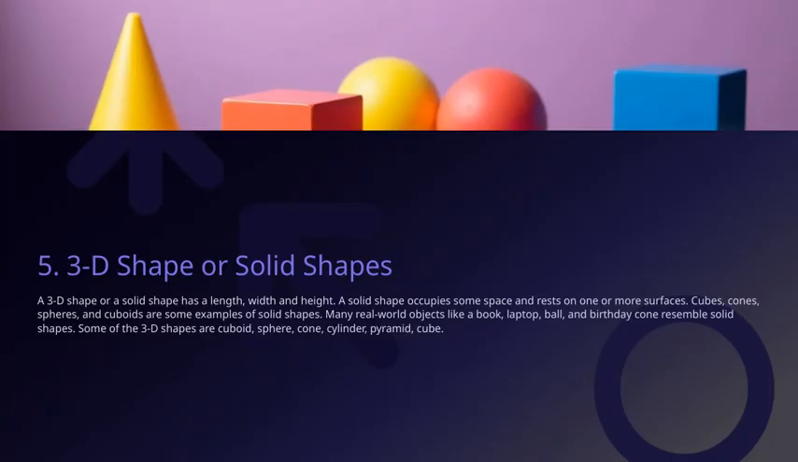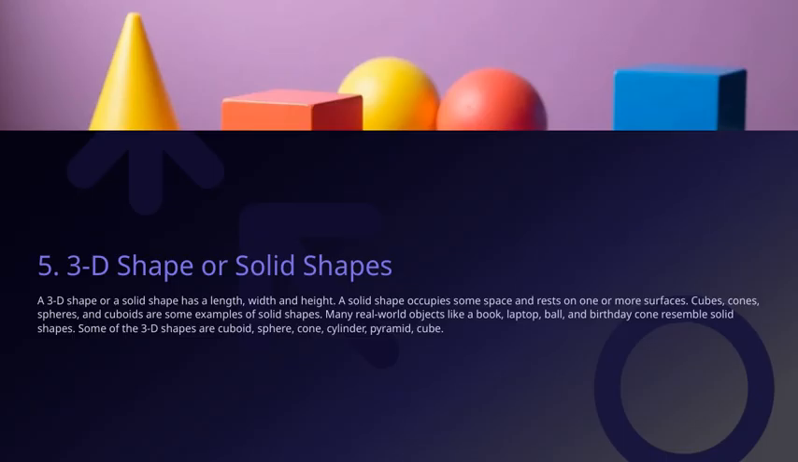Now let's talk about 3D shapes or solid shapes. A solid shape, as the name suggests, has 3 main dimensions: length, width, and height. Because of these dimensions, it actually takes up space and rests on one or more surfaces. Think about objects around us, like a cube, a cone, a sphere, or a cuboid. These are classic examples of solid shapes.